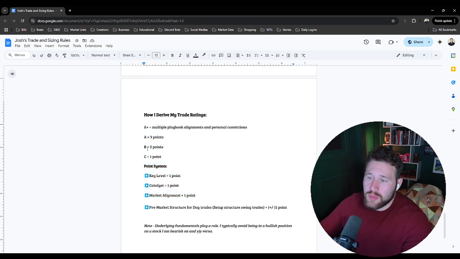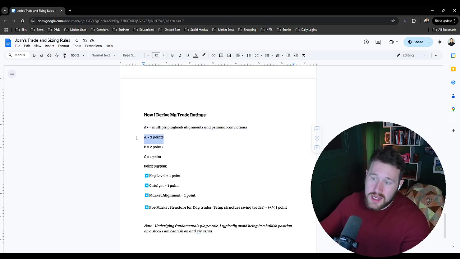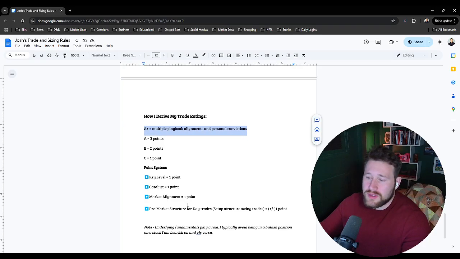But yeah, it's fairly simple. Each of these reads 1 point. You get 3 of these to align. If you go to all 4, maybe you have some personal convictions. You can size up for a really strong A. But just keep in mind, this is supposed to be extremely rare. You better feel like it's absolute certainty, right?